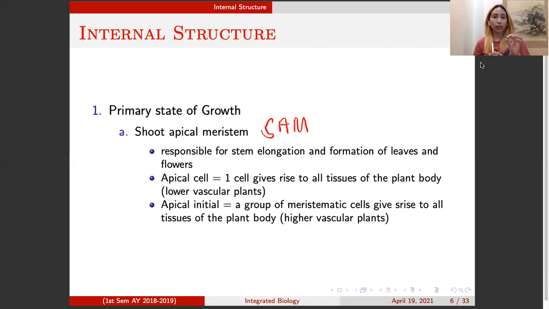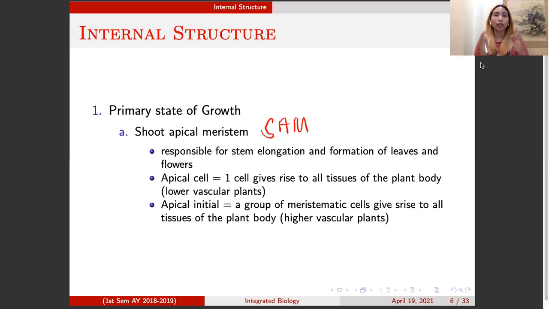In higher vascular plants, you will not see this. In the shoot apical meristem of higher vascular plants, you will see a group of cells. At the outermost layer, there's a group of cells that basically gives rise to the rest of the cells that are needed to form the rest of the plant tissue. So a shoot apical meristem can consist of either an apical cell, characterized by one cell giving rise to all tissues and cells of the plant body, or an apical initial.